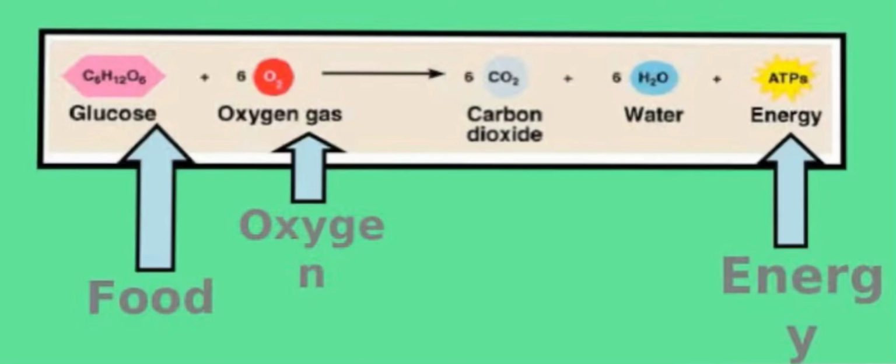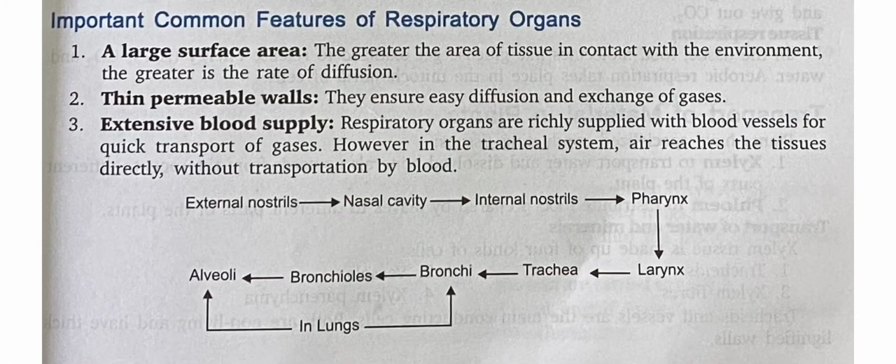So students, I hope now you have understood how with the help of process of respiration we get energy from the food that we eat. Now students, we will revise all these things which we have studied, and from this you will come to know how to write point wise if it is asked in the exam. First of all, we will see the common features of respiratory organs.